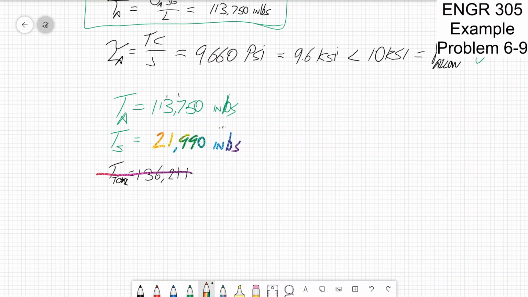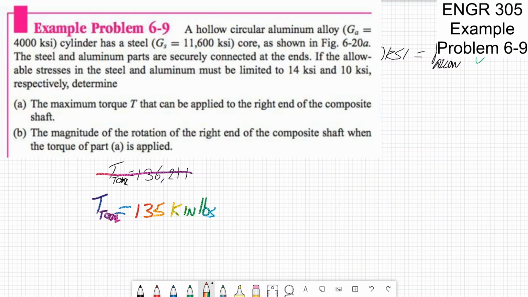Boy, after all that effort, it'd be nice to have a calculator built into this whiteboard. But, you know, you take what you get. If I add 122, it's going to give me 135 kilo-inch-pounds. Okay, that's my total torque, which was question 1.